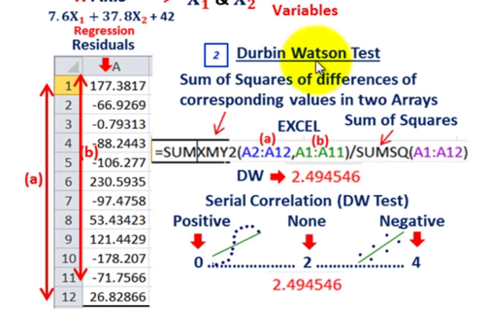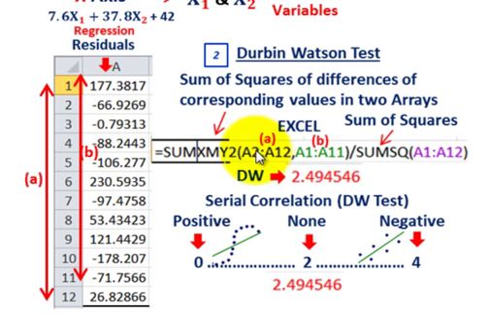So for our Durbin-Watson test with Excel, you just put in equals SUMXMY2, and then you're going to have 2 different arrays. And then you divide it by the sum of squares of the array. What I've done with this model is 7.6 x1, 37.8 x2, plus 42. We did the residuals. You have to take the residuals from the model that we're testing, and that's the multiple regression model. We took those residuals, and that's what we're putting into this equation.